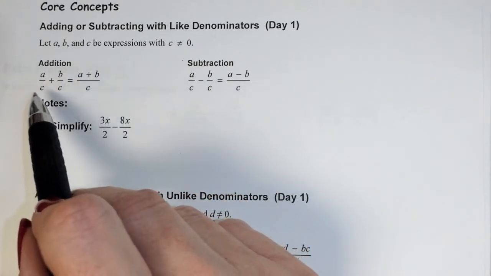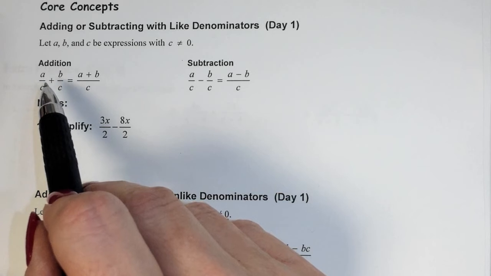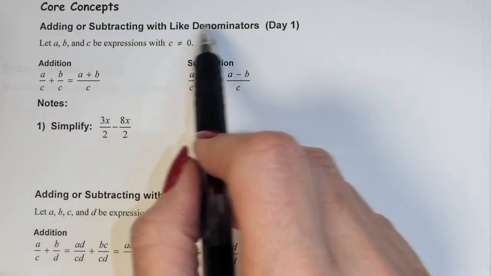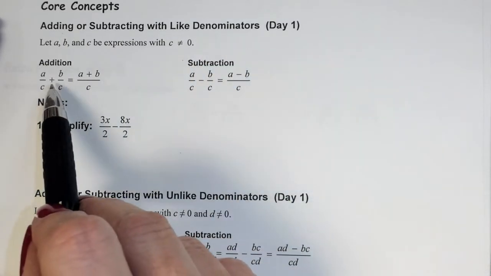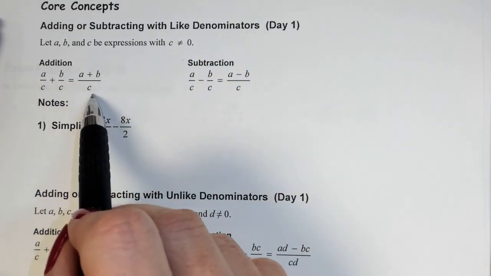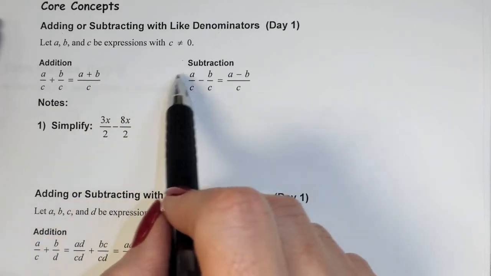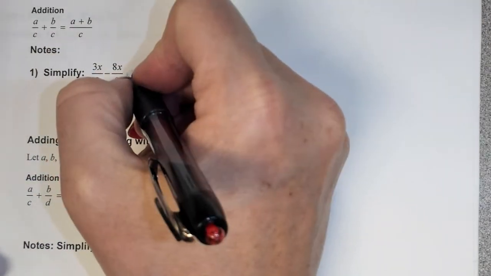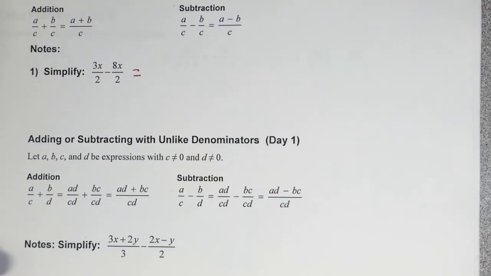Remember, those rational expressions are just fractions that have variables in them. If we're adding or subtracting and we have the same denominator, it's really easy. We just add the numerator and it all goes over C. Or we subtract the numerator. So here we have a common denominator. So what would this answer be?